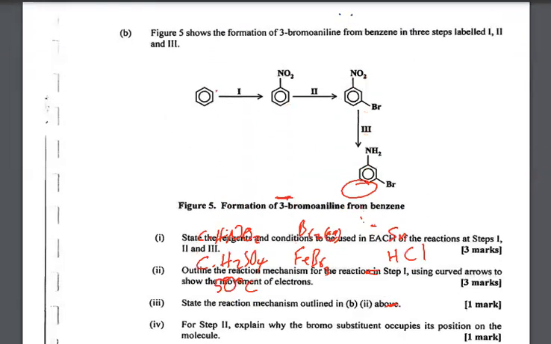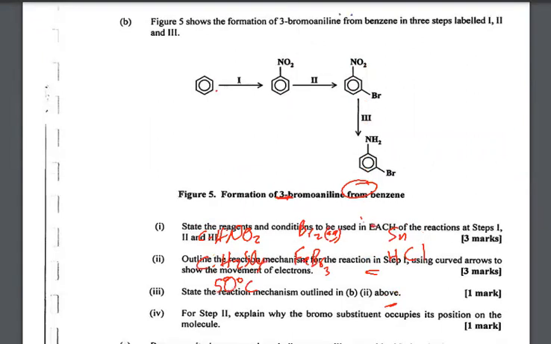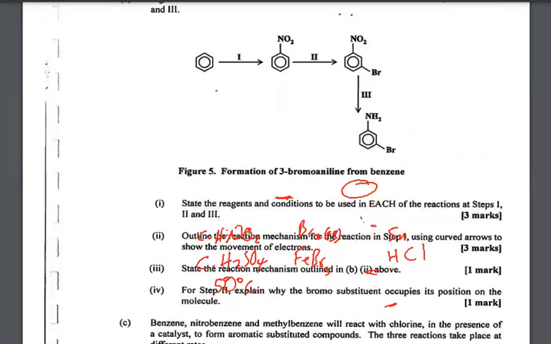Take the reaction mechanism. Not ready for the mechanism. For step 2, explain. All right, so for step 2, here they ask, explain why the bromo substituent occupies its position on the molecule. So for 1 mark, explain. Anybody want to try? Go ahead. Because the NO2 group is a deactivator, therefore it's going to direct the electrophile to move into the meta position. Wonderful.